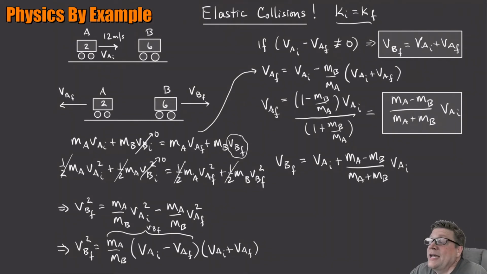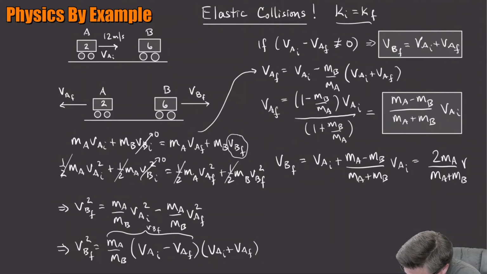Neat. Well, I can add these together if I multiply by what my calculus teacher used to call a well-chosen 1. So that first term, let's multiply that times (MA plus MB) over (MA plus MB). And so then the MAs add together and the MBs cancel each other out. So this is just going to be 2 MA over (MA plus MB), times VA initial. All right, there's my other one.